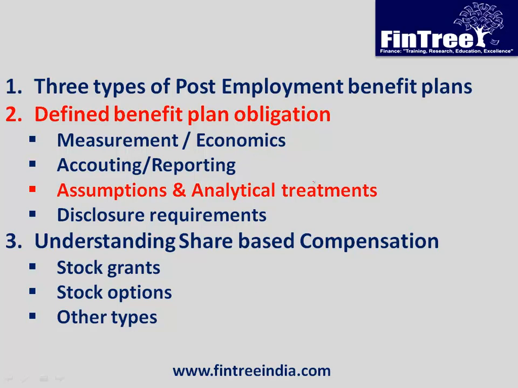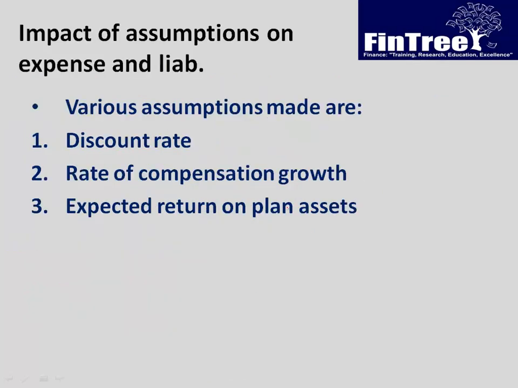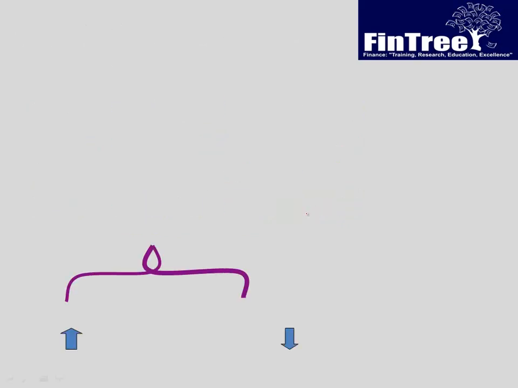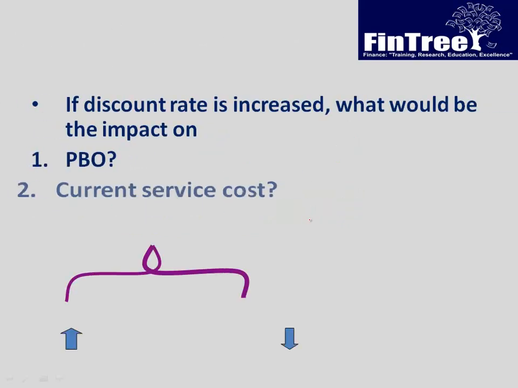Okay. Assumptions and analytical treatments. Which assumptions do we have to make? Discount rate, rate of compensation growth, and expected return on plan assets. If the discount rate is increased, what would be the impact on PBO? PBO will decrease because your discount factor is now higher.